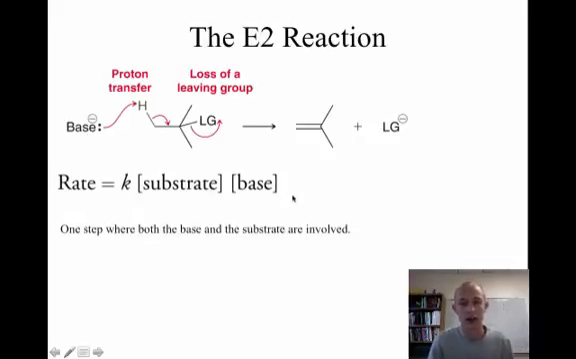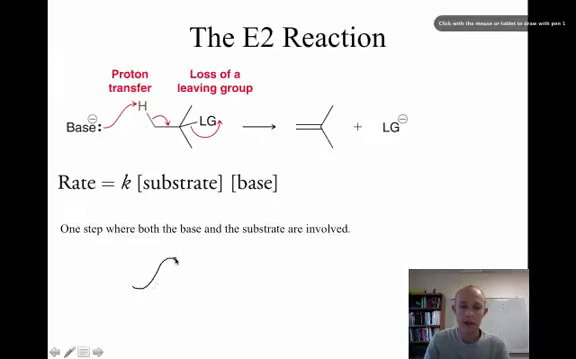Let's say that we were asked to draw a potential energy diagram. Remember, it would be one step. It'd be an exothermic reaction, because the products are more stable than the reactants. And if we were going to draw a transition state for this particular reaction, we'd want to show that this bond is partially broken.